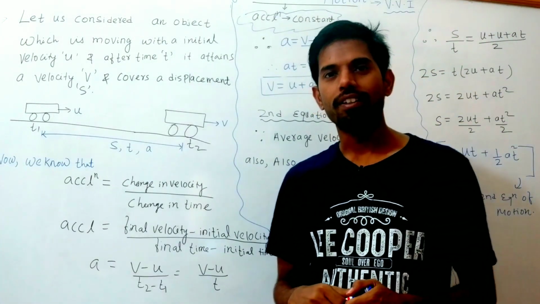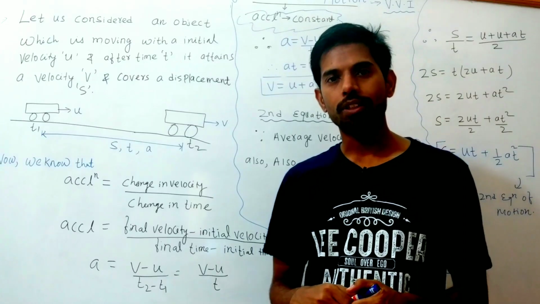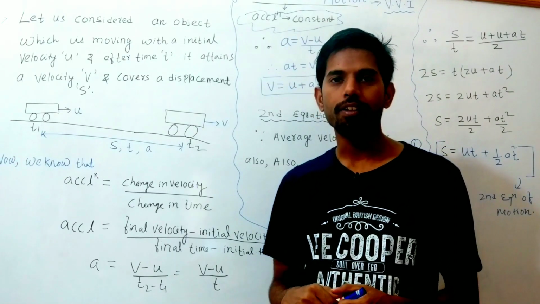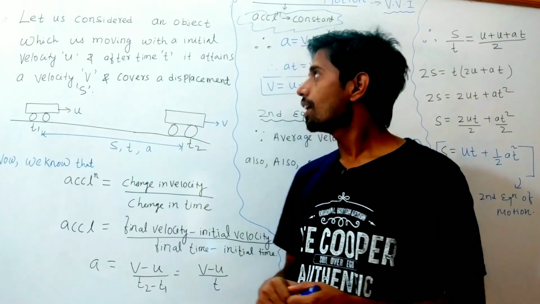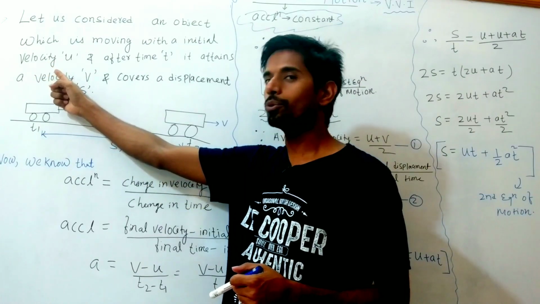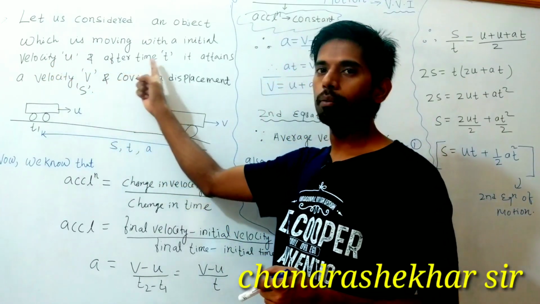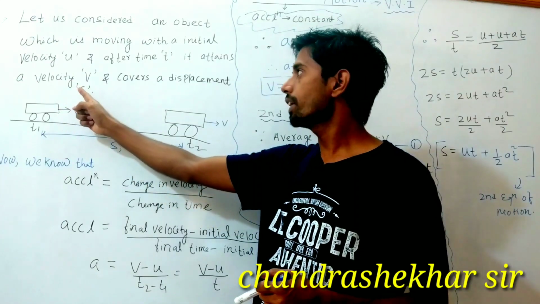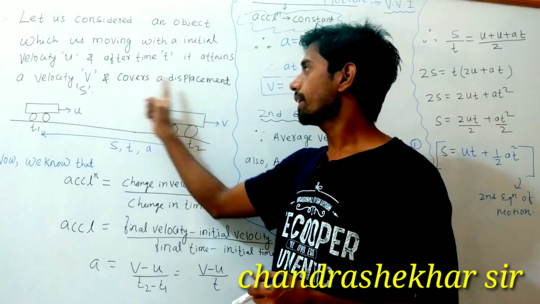Hello my dear student. Today I am going to discuss the kinematic equations for uniformly accelerated motion. For that, let us consider an object which is moving with initial velocity u, and after time t it attains a velocity v, that is capital V, and covers a displacement s.